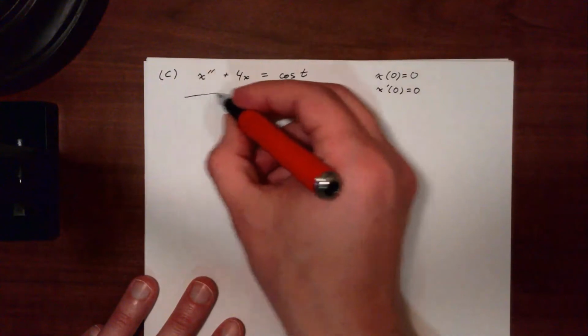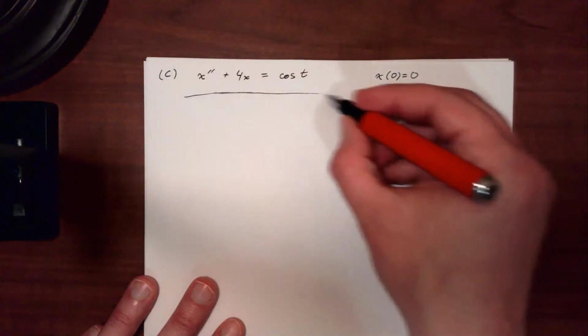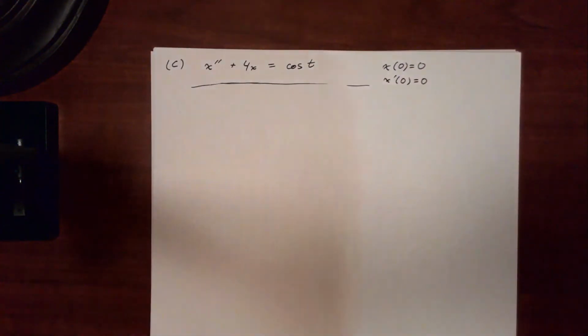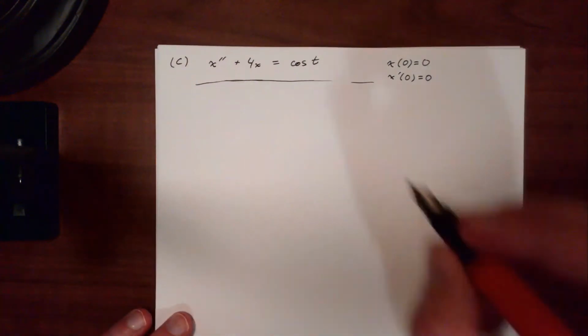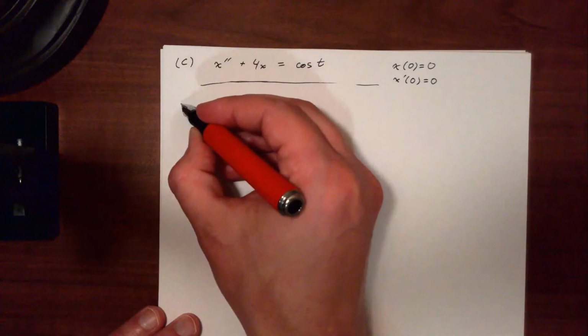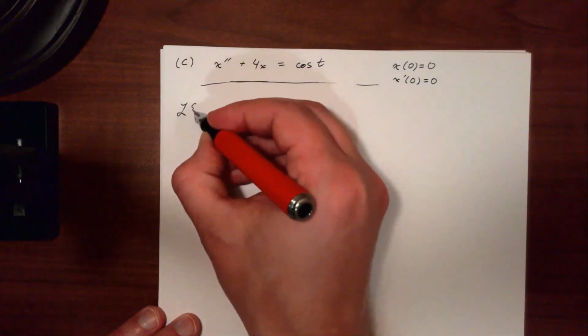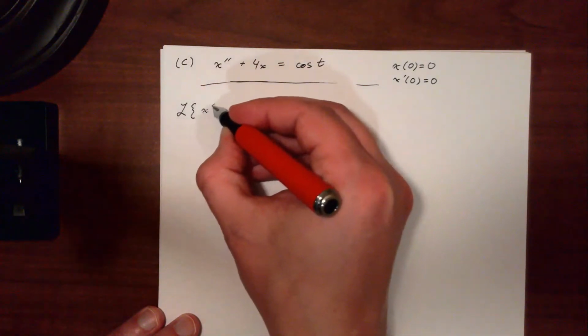All right, so if we wanted to do this by the methods that we have already in our arsenal, that's going to involve having to do, say, complexification, for example, or the method of undetermined coefficients. And neither one of those is going to be particularly pleasant. So let's see what the Laplace transform has to offer us. So we start by just taking the Laplace transform of everything.